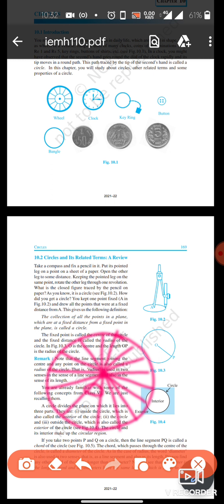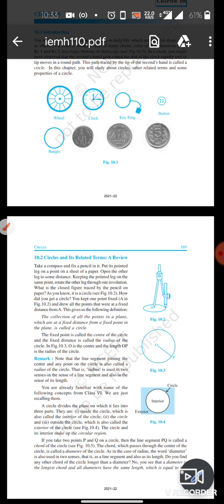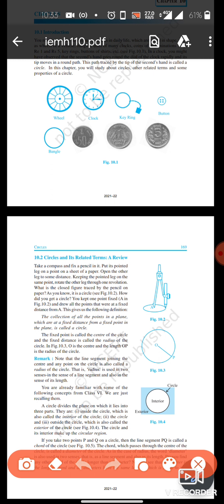This is all a radius of a circle. That means from the center point, whatever line segment you make to the circumference of a circle, irrespective of the number, that line segment is your radius of the circle. If you want to underline the definitions, you have them over here. The fixed point is called the center of a circle, and the fixed distance is called the radius of a circle.